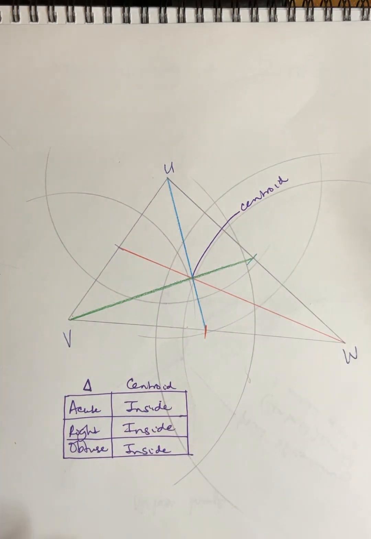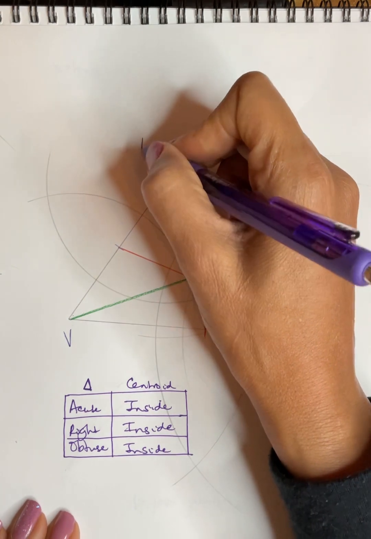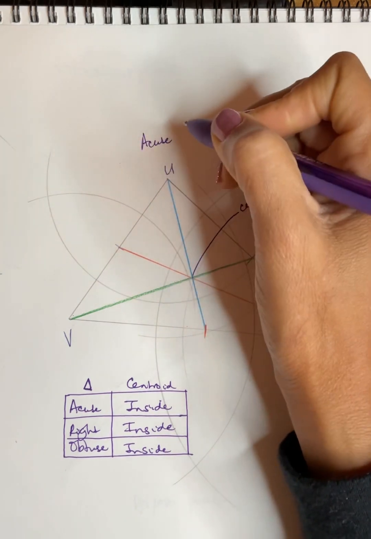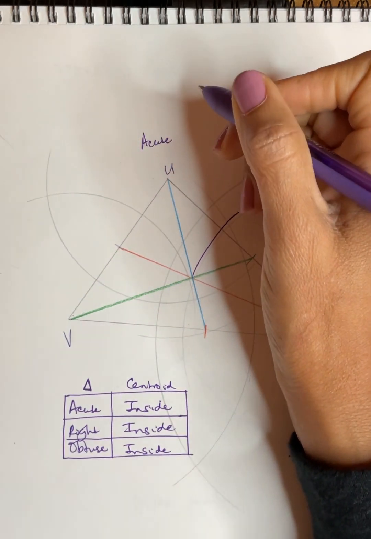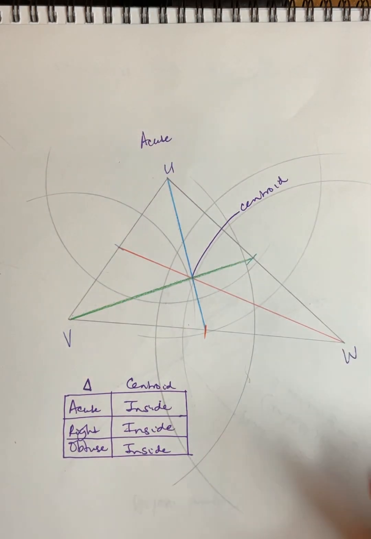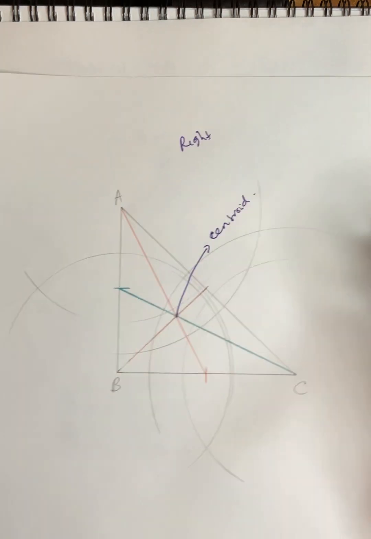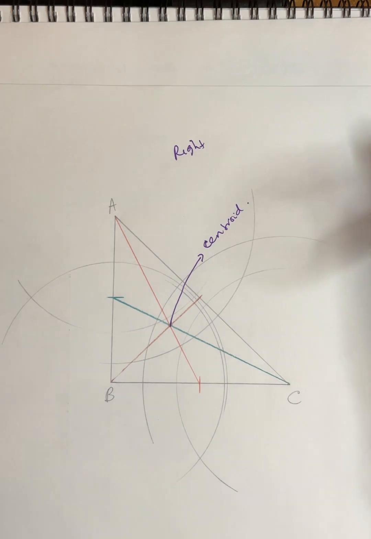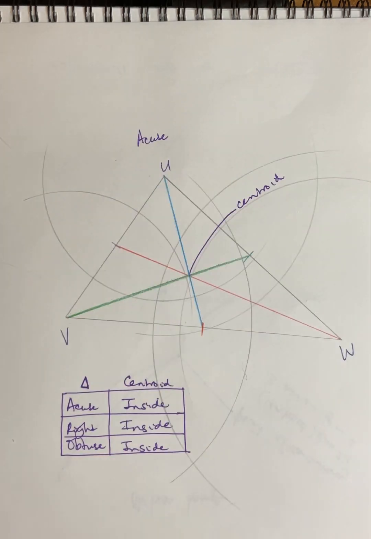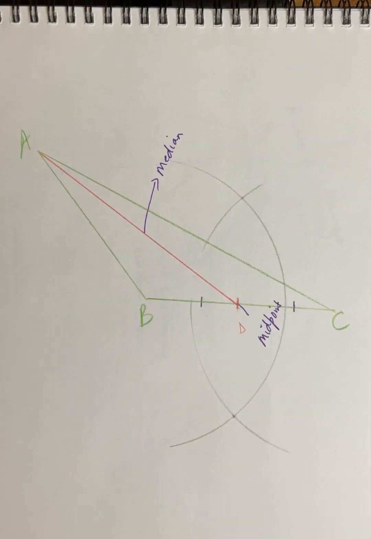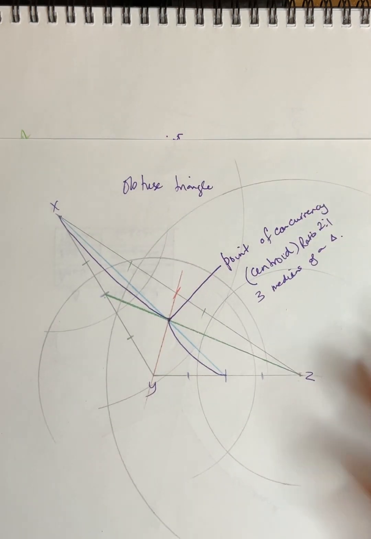And as I said, this is for an acute triangle. The other one that I showed you is for a right triangle. It meets on the inside, the centroid. And last but not least, we have the other one, which is the obtuse triangle, meets on the inside. That's it for today.